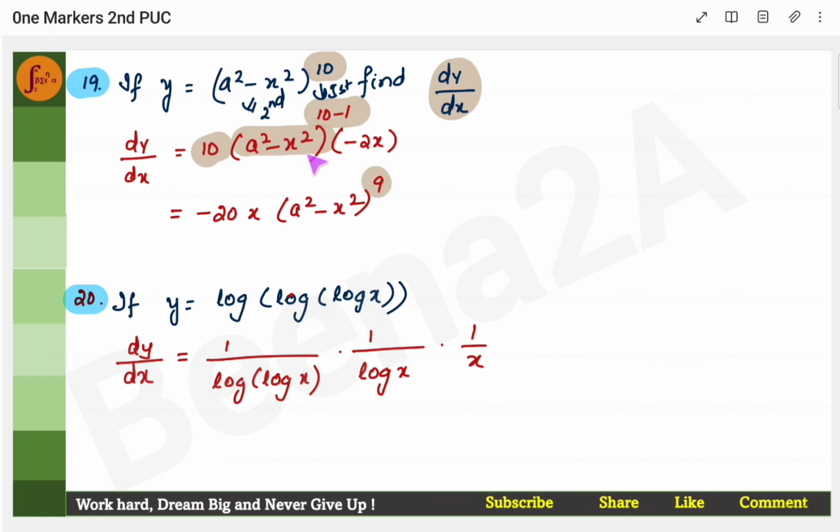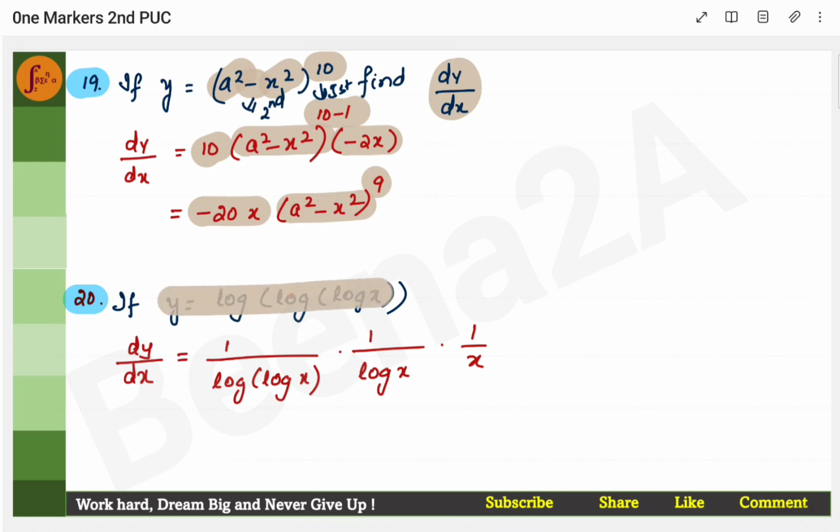And now we will find the derivative of what is there within the brackets. Now, like I said, this is a number, constant a, right? So derivative of a square is 0. And then what is derivative of x square? 2x, right? Derivative of x square is 2x, and then you have minus here, so let's not forget. So it's minus 2x. So this is the answer. So 10 into minus 2x, minus 20x, into this entire thing to the power 9.